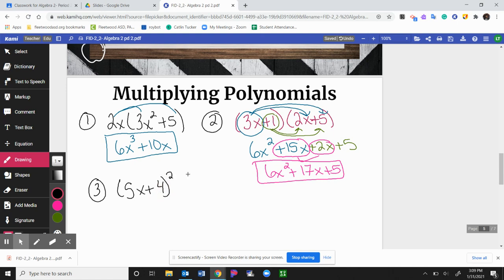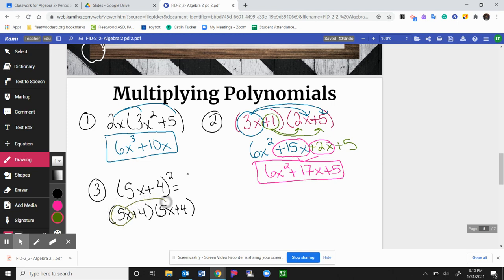Now some of you would be very, very tempted to take the squared and bring it in, but it's very important to remember that this 5x plus 4 squared really means 5x plus 4 times 5x plus 4. It's taking something times itself. So we need to do it like we did number 2, using this extended version of the distributive property.